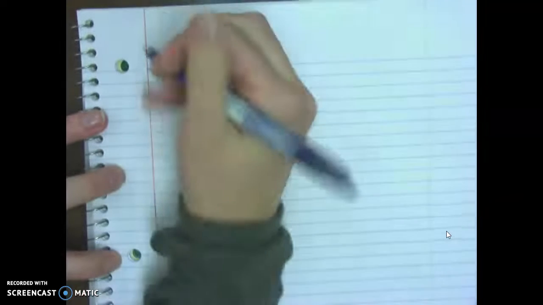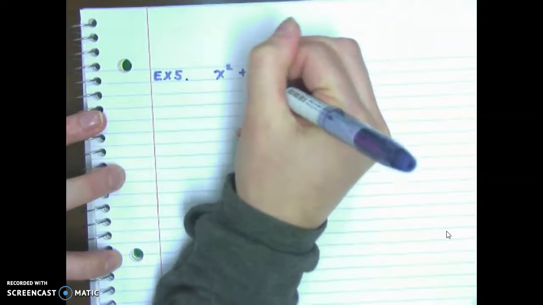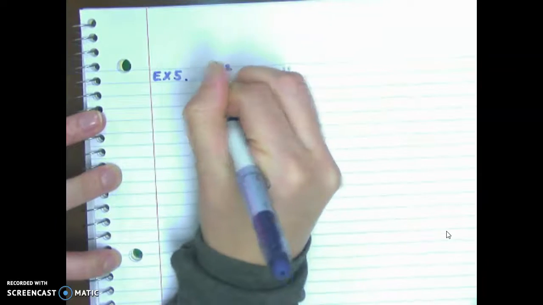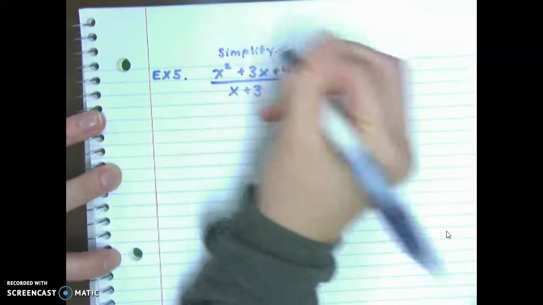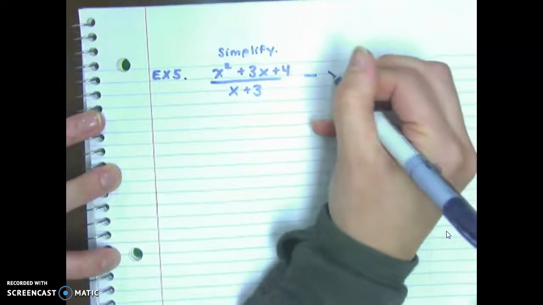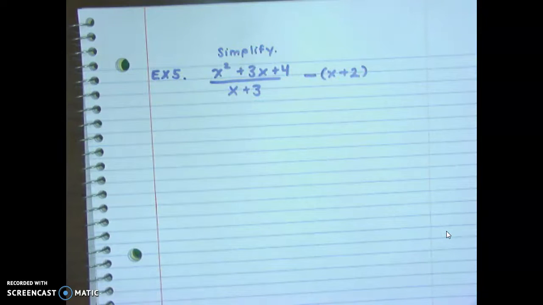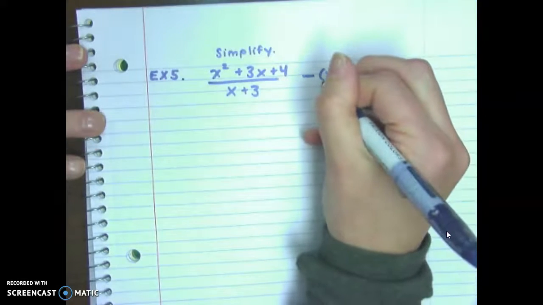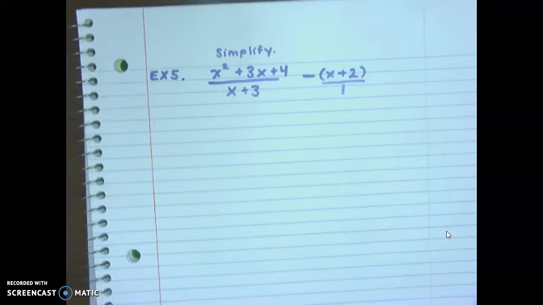Last example. Example 5. x squared plus 3x plus 4 over x plus 3, and we're simplifying this, minus x plus 2. So if I don't have a denominator, think back to the multiplying and dividing we did yesterday. That's the same as having a denominator of 1. So I'll write that in for my first step. If there isn't a denominator, make it 1.